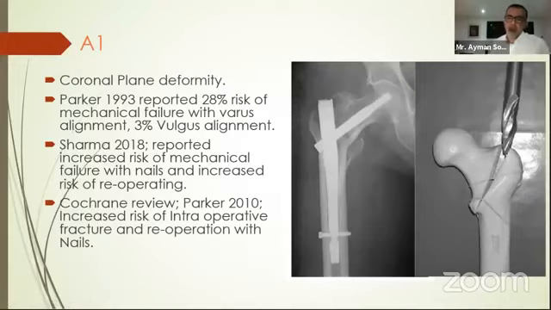Now, let me put it this way. If you're operating on a forearm and you look at your post-operative x-rays and you find that there is a 3.5 millimeter screw in the fracture site, you wouldn't like that. You would think, I've put a screw in the fracture site, it's not going to heal. Why is the hip any different? Sharman 2018 reported increased risk of mechanical failure with nails with reoperation. And there's a Cochrane review by Parker, increased risk of intraoperative fractures. Now, the main problem is going through the fracture site, and I find, and many surgeons with much greater experience with nails can avoid that, but nevertheless, this remains a risk and needs to be taken into consideration.